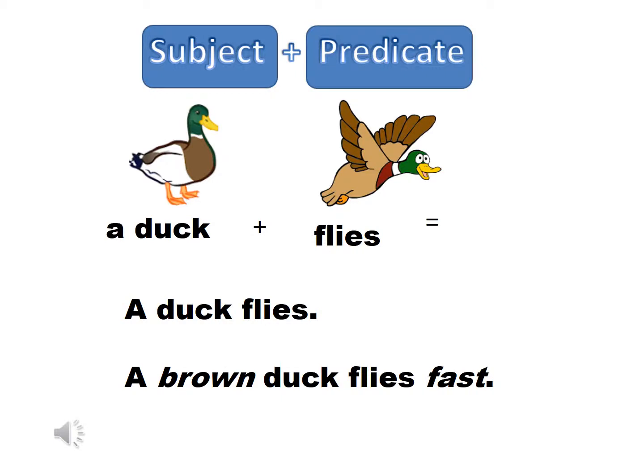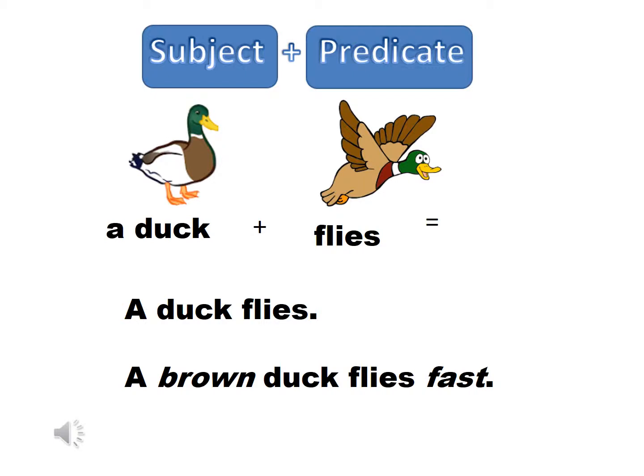So let's take a look at how the parts work together to make a complete sentence. You see a picture of a duck, and you see a picture of the duck flying. The duck is the subject, and the predicate has the verb flies. A duck flies, period. That's a complete sentence. The subject is duck, and the predicate has the verb flies in it.